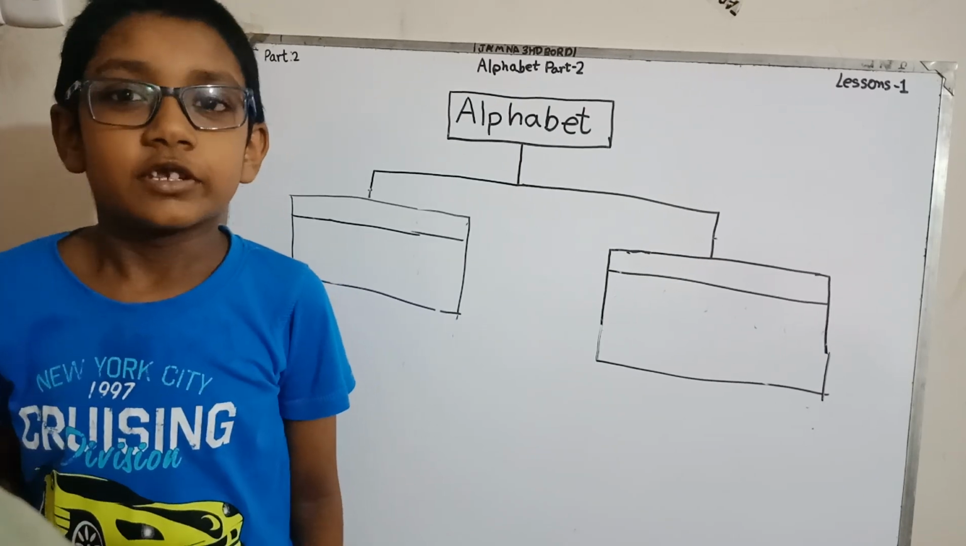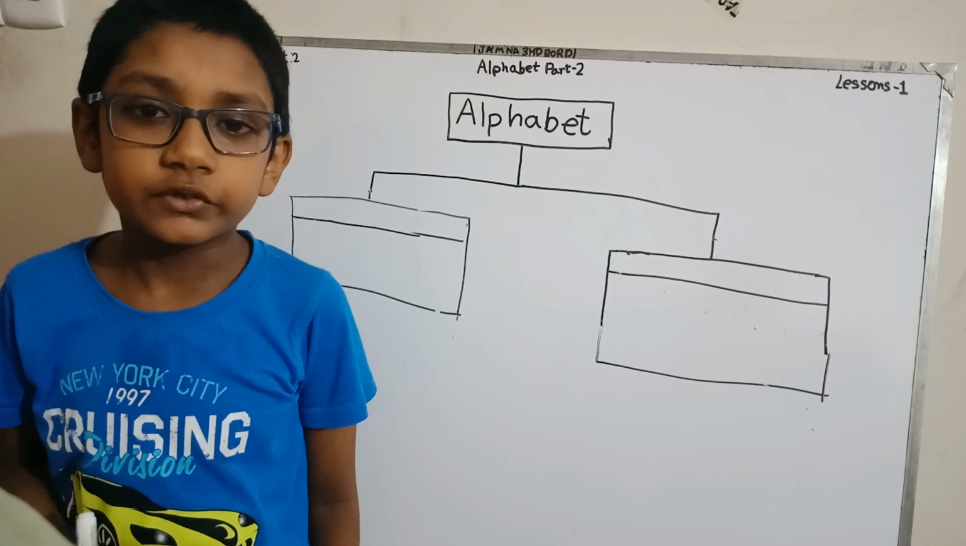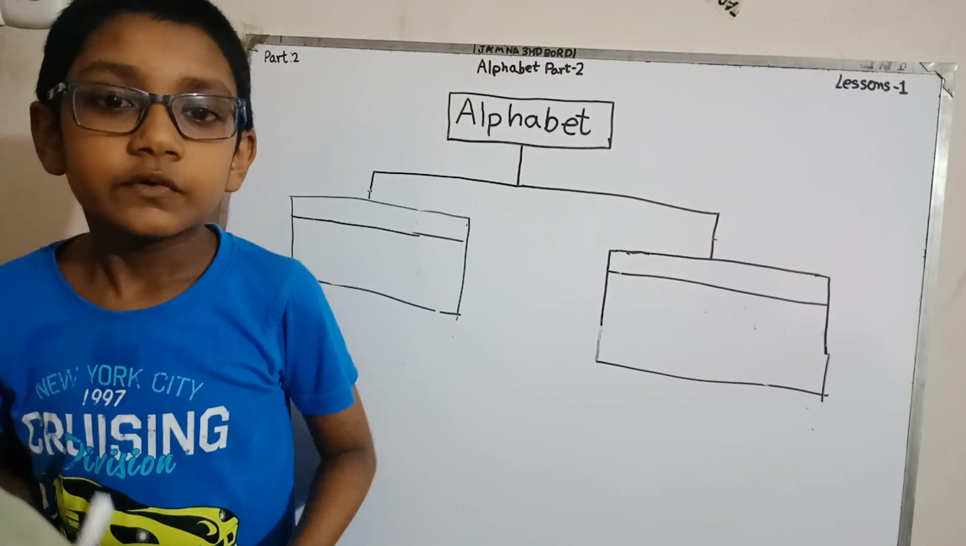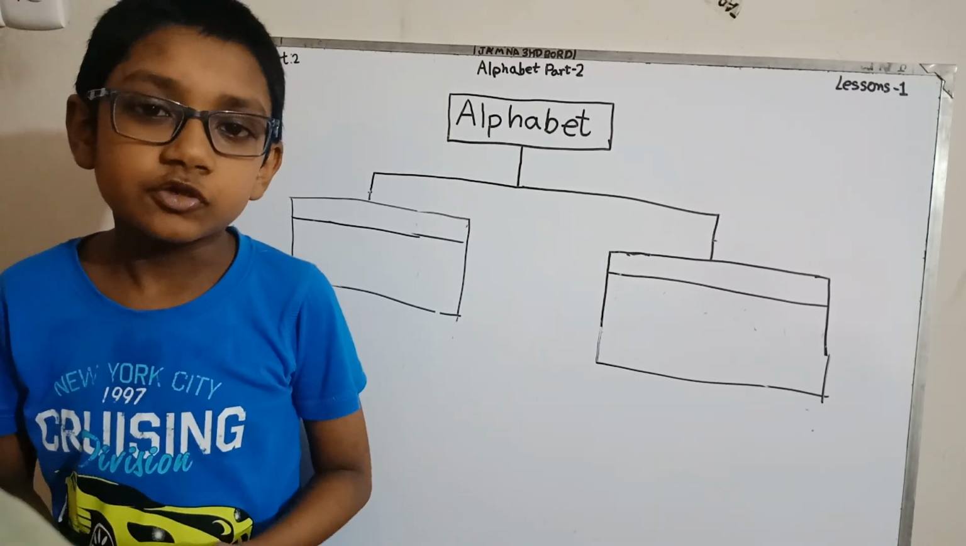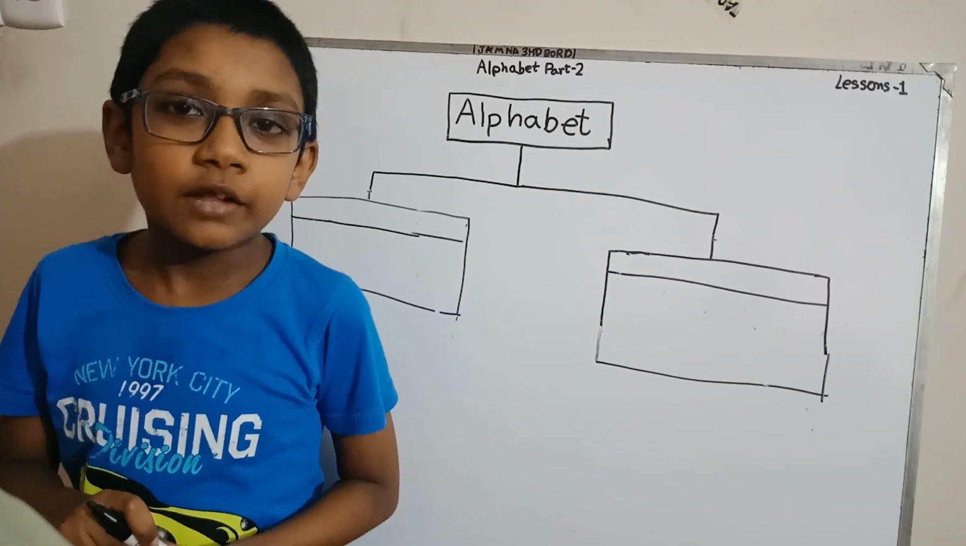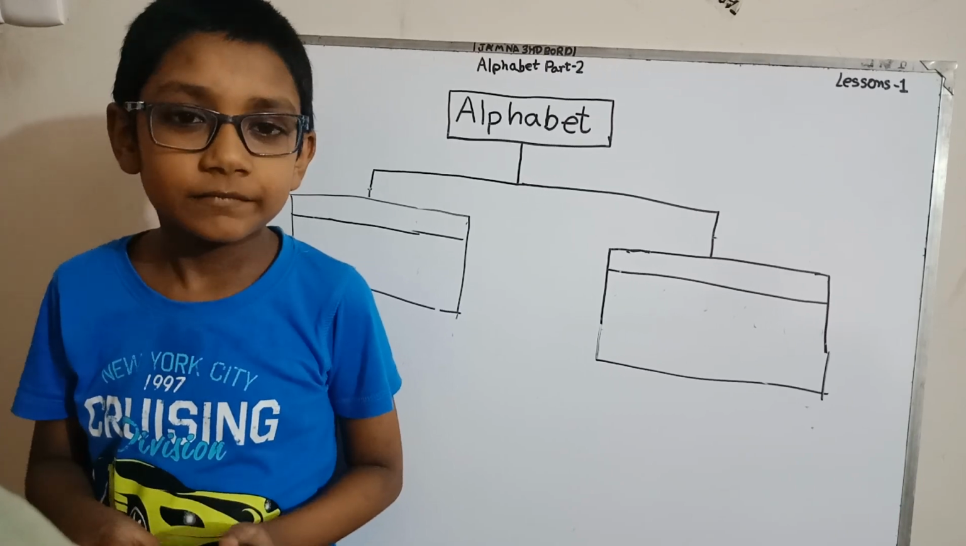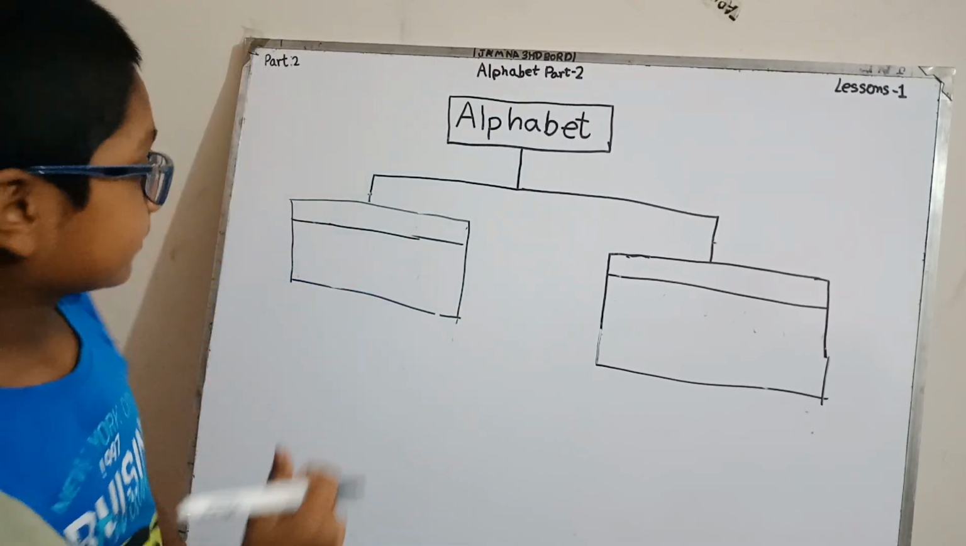Today we're going to learn about vowels and consonants. The English alphabet is divided into two groups: one, vowels; two, consonants. In the English alphabet, there are five vowels. Let's write.